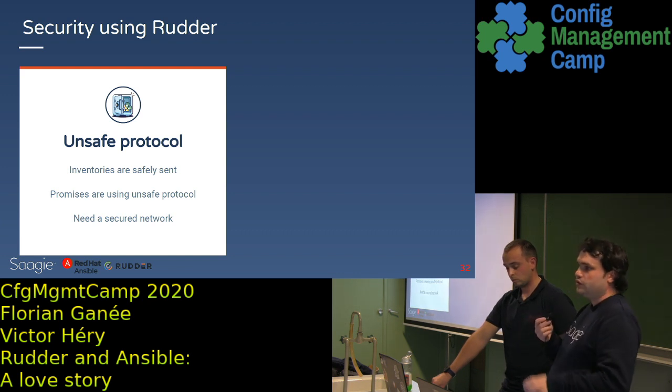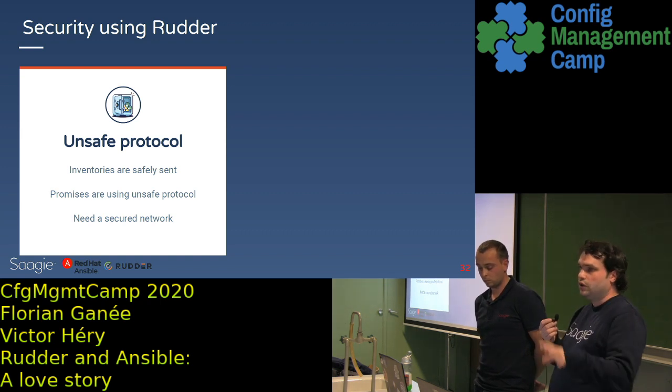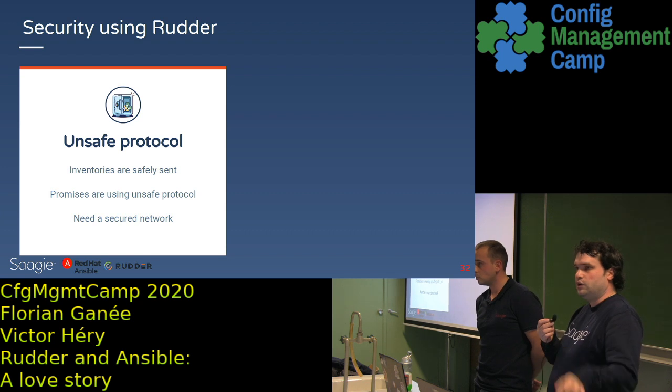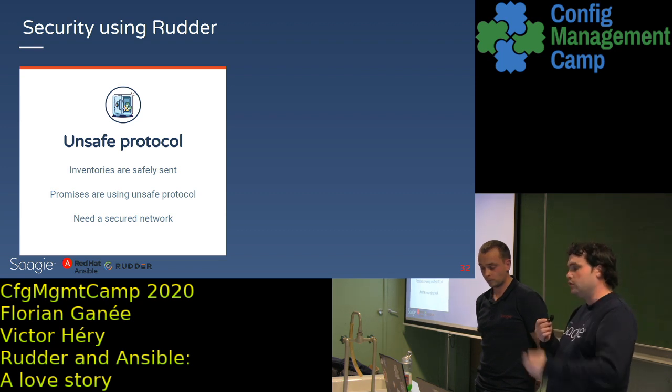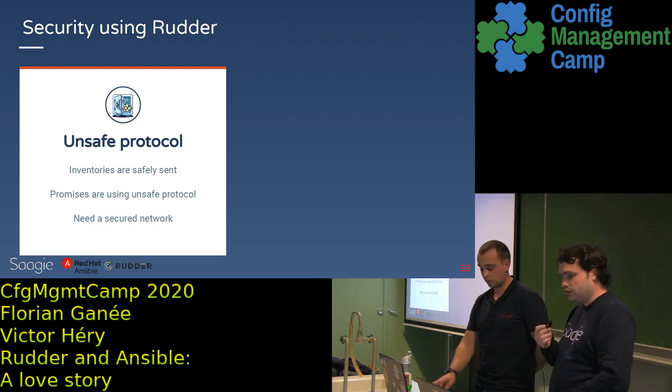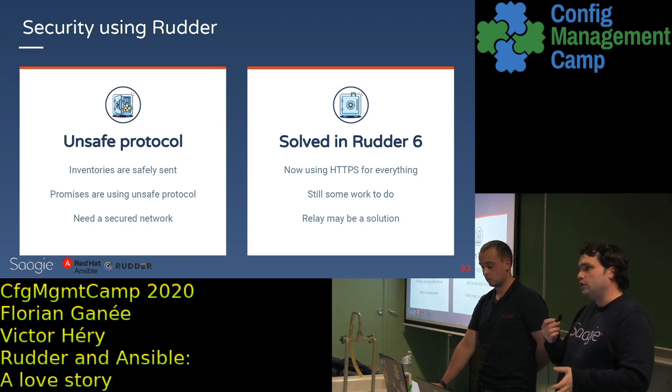But all promises, all things generated in the Rudder server and sent to the agent to be configured, are in clear text. And as we have appliances, offline systems, sometimes servers installed directly in the data center for the customer, we need to add a secure network over Rudder, which adds a complexity stack. Fortunately, it's now solved in Rudder 6, so everything is using HTTPS.